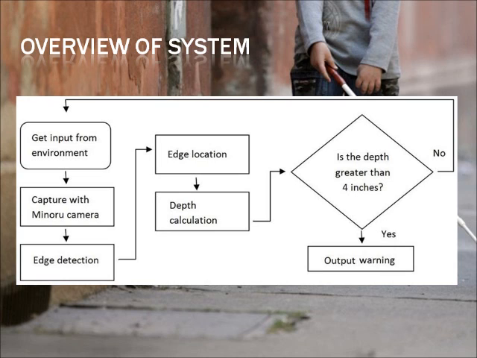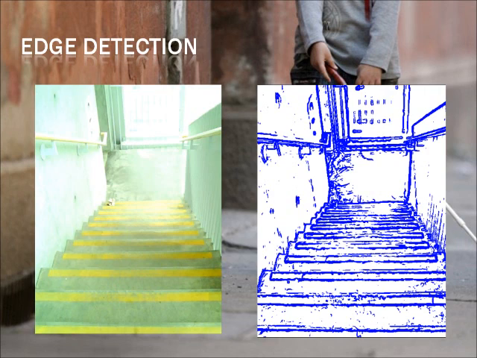Please note that with every loop, two images are processed and analyzed, one from each eye of the Minoru camera. Because drop-offs are characterized by edges, by simplifying the camera input and reducing it to edges, unimportant aspects of the input are filtered out and the overall processing time is lowered.